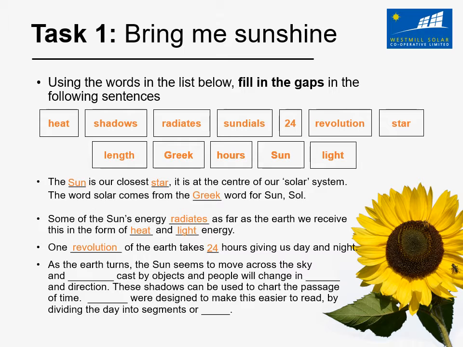As the Earth turns, the sun seems to move across the sky, and shadows cast by objects and people will change in length and direction. These shadows can be used to chart the passage of time. Sundials were designed to make this easier to read by dividing the day into segments or hours. Well done.